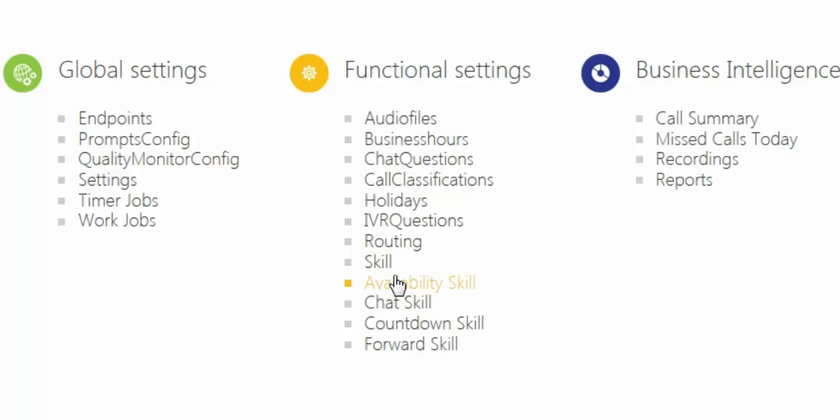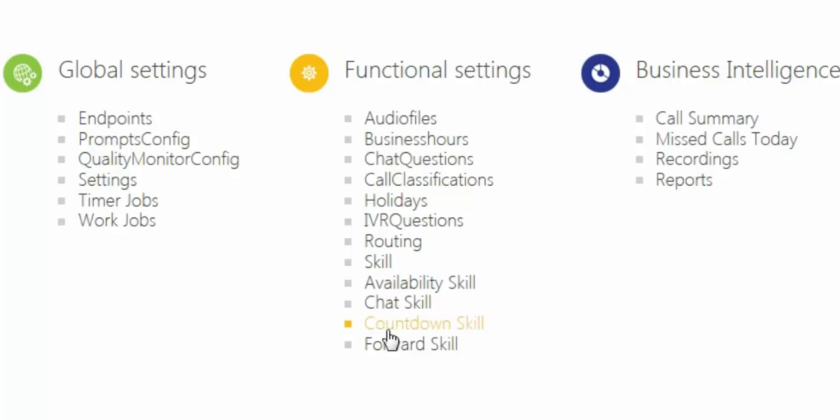Next up, we have the availability skill. The availability skill adds presence to the skill. For example, you can select if all the agents must be available. If not, the call will continue to another skill. Next up, we have the chat skill. The chat skill is the same as the normal skill, but then is used for the chat endpoint.